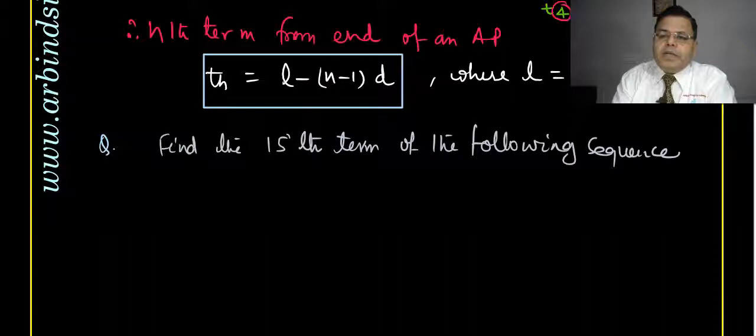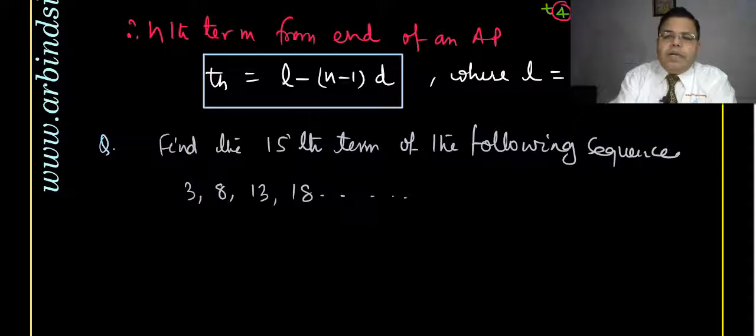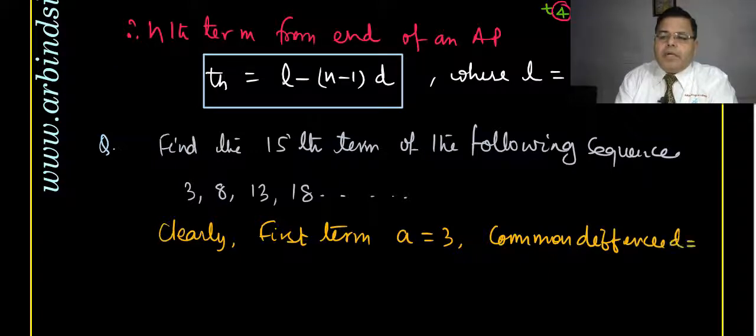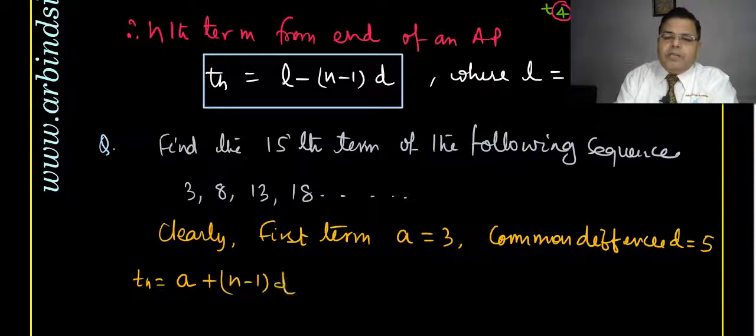Find the 15th term of the following sequence. The sequence is given as 3, 8, 13, 18, and so on. Clearly, the first term A is equal to 3 and the common difference d is nothing else but 8 minus 3, that is 5. So the formula is Tn is equal to A plus (n minus 1) into d, that is for the nth term.